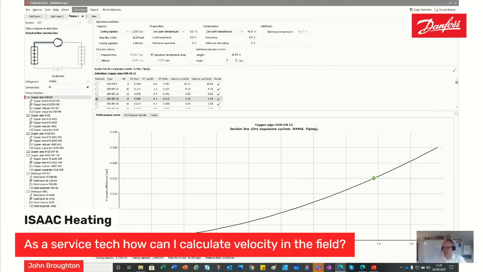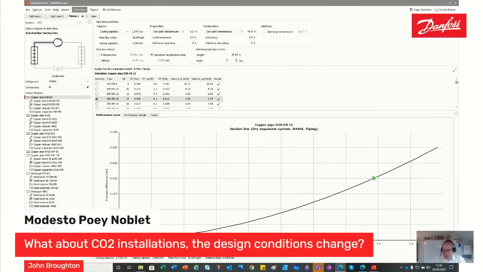We've got some more questions on the chat. Crossing the field. Right, a question from Modesto. What about CO2 insulation design? I think we've answered that one already, hopefully. Did we answer that one? I think we answered that one from somebody else.